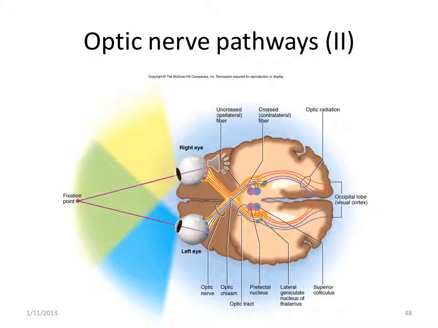So visual information has to travel a long way from the retina in the anterior part of the brain all the way back to the occipital lobe visual cortex in the posterior part of the brain.